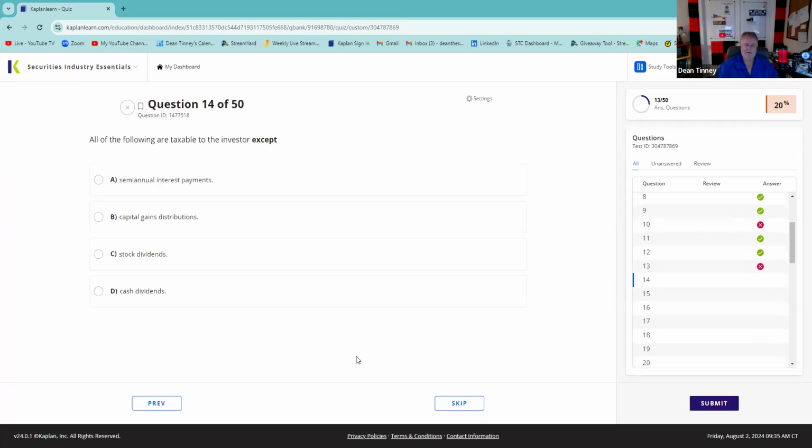All the following are taxable to an investor except.